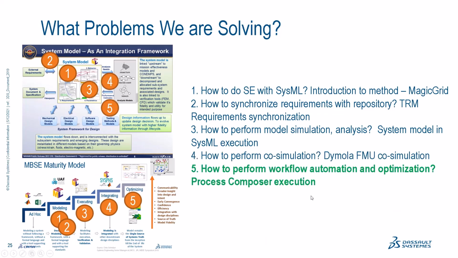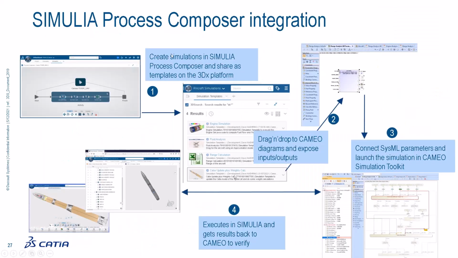Then as the fifth step, we'll talk about the highest maturity level, workflow automation for the simulation. Again, we are using the data from the system model, and we're providing the data to multiple other analysis and design tools. In this case, we are using Process Composer on the 3D Experience platform, which is a workflow automation and optimization tool. It allows you to generate workflows where you read the data, transform the model, and output the data. And we can drag and drop the simulation experiences from Process Composer into Cameo, provide the inputs and get results.